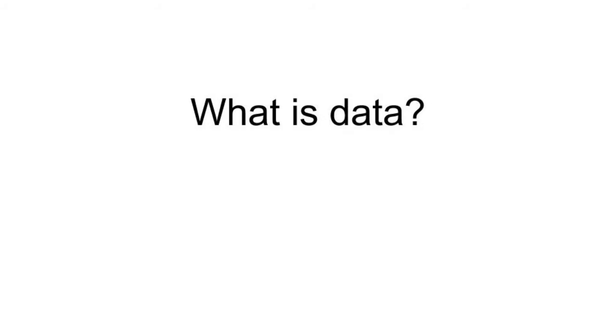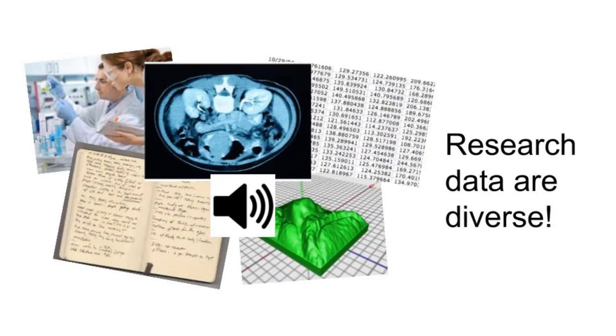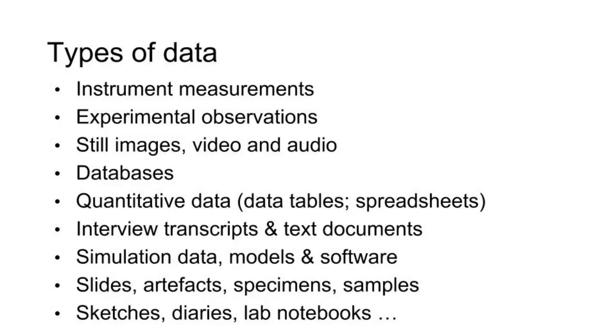Even more fundamentally, what is data? I'd like you to take a moment and think about the data that you work with in your research. Research data can be very diverse. Here are some examples of different types of research data. Note that data doesn't have to be numbers. It can be digital or analog, born digital or digitized, and it can be observational, experimental, simulated, or derived.